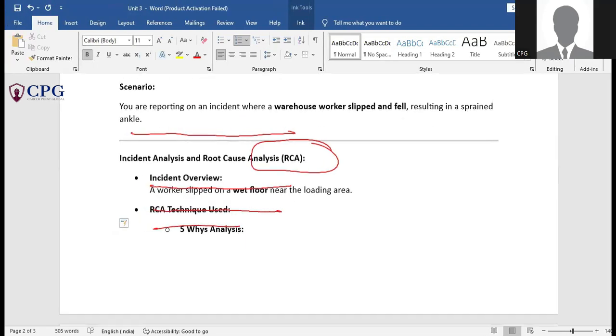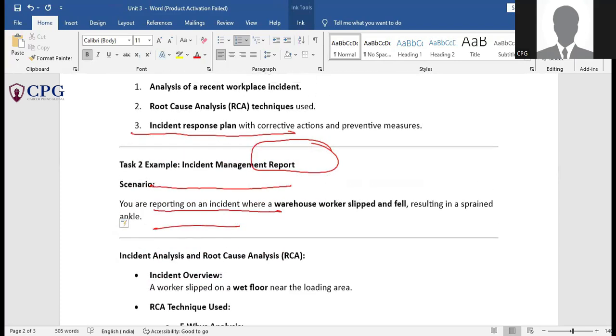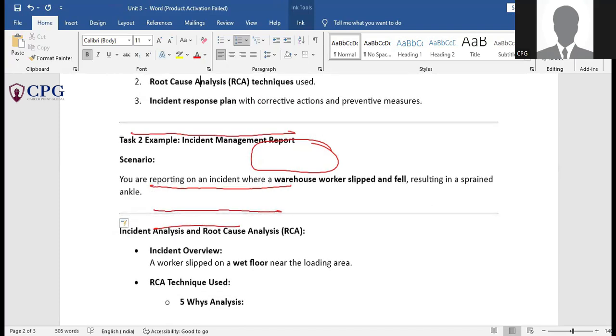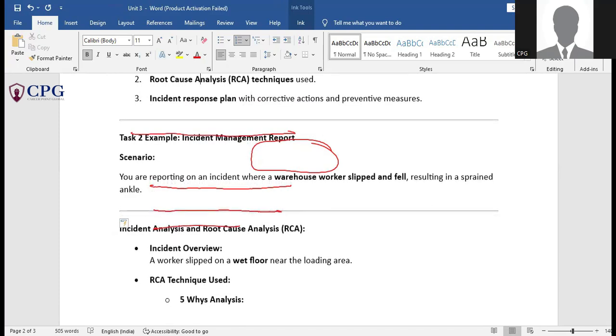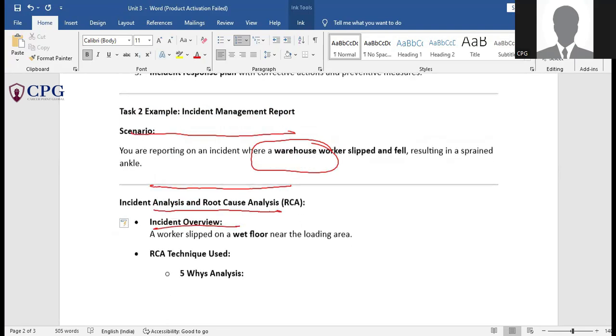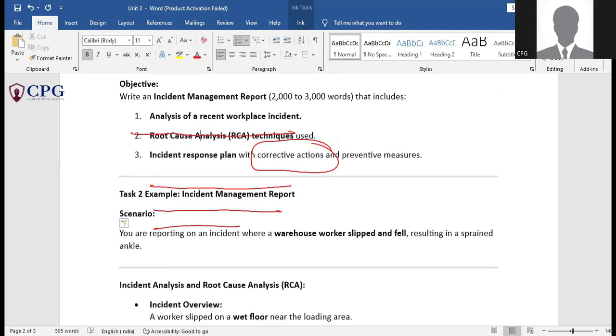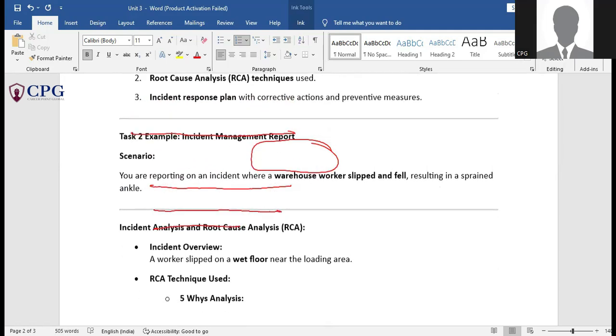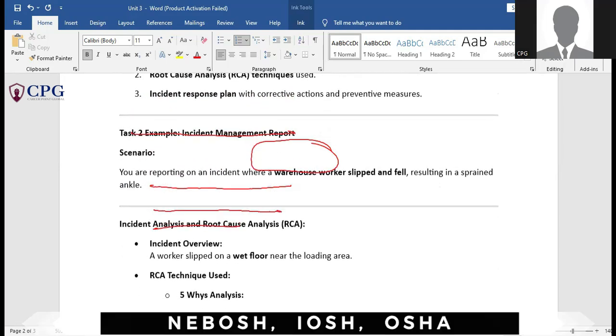You have to develop an accident, any accident. For example, here we have said a worker slipped and fell. So this is an accident. Now you have to analyze how the worker slipped, whether it was a wet floor or something like that. So you will be applying a root cause analysis method; here we have used the 5 Why analysis method.